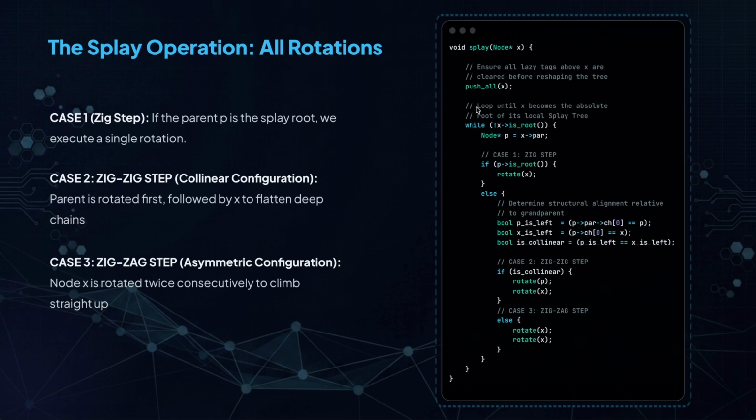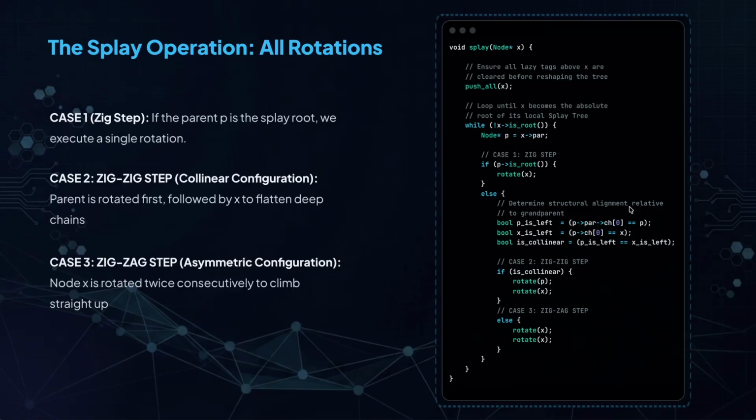Then we simply loop. So how do we loop? While x is not the root, which means while we don't have a root node, we can simply perform the operation. We first take the parent p, and then we classify it into three separate rotation types. Case one is the zig step. If p is root, then we do not have any kind of grandparent whatsoever. So we simply call rotate x, which is simply the zig step.